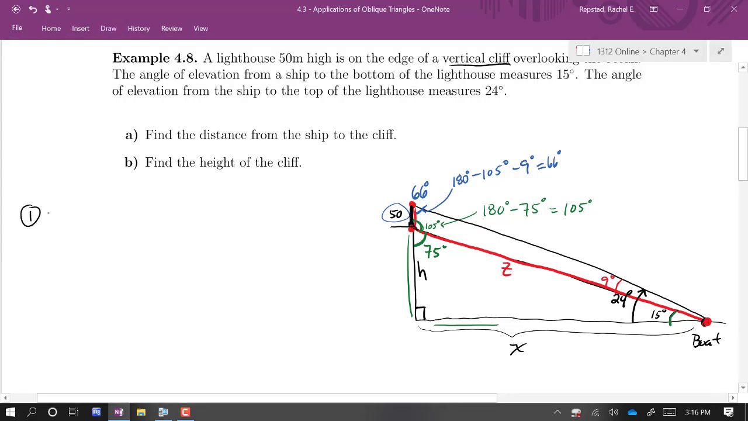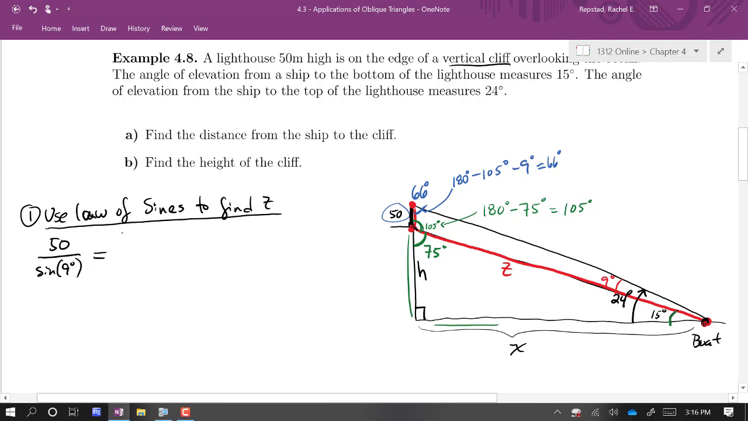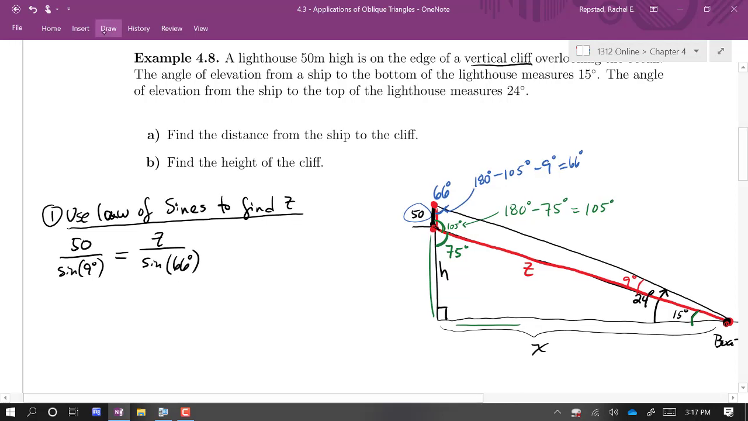So we'll start by using the law of sines to find side Z. And note that side Z is opposite angle 66 degrees. So, setting up this law of sines, we have 50, that side, over sine of 9 degrees is equal to Z over sine of 66 degrees. To solve for side Z, we're going to multiply by sine of 66 degrees on both sides. And then that tells us that Z is equal to 50 times sine of 66 degrees divided by sine of 9 degrees.